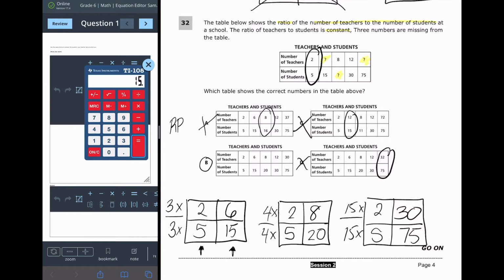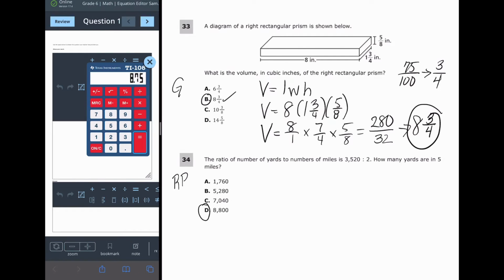So B has all the ratios we wanted: the 6 over 15, the 8 over 20, and the 30 over 75. So you can hit pause and jot this down. Love this strategy. Let's look at 34.